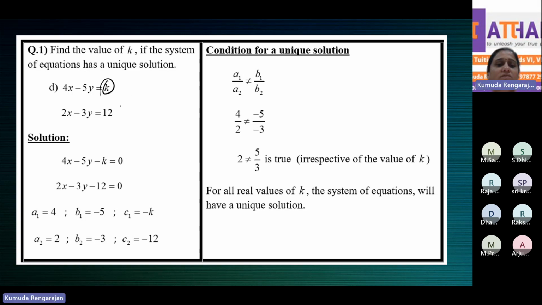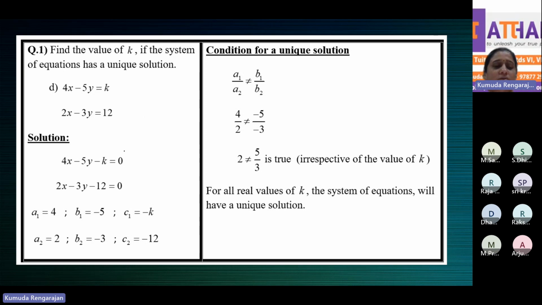Where is k here? What is a1 by a2? 2. What is b1 by b2? 5 by 3. They're not equal. They already have a unique solution. So the value of k is not going to decide anything. Whatever be the value of k, the given system of equations will have a unique solution.